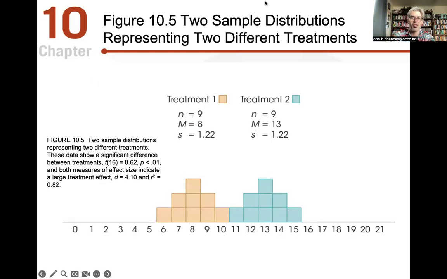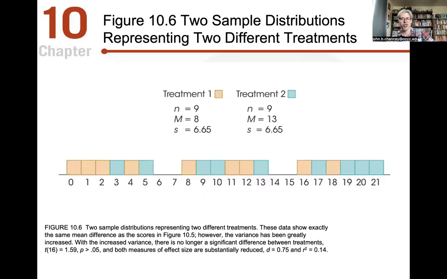And here's a variation. We can actually see treatment one, treatment two. We can clearly see treatment two performed better. The two sample distributions represent two different treatments. These data show a significant difference between treatments: t with 16 degrees of freedom equals 8.62, p is less than 0.01, and both measures of effect size, Cohen's d equals 4.10 and r squared equals 0.82, indicate a large treatment effect. So this is maybe just how you might visualize that representation.